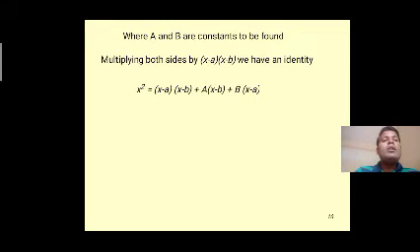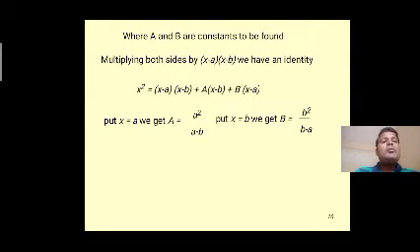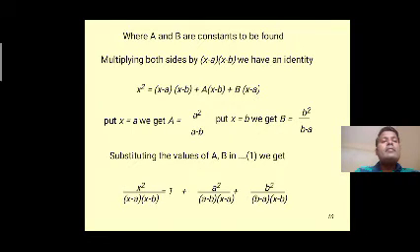x square is equal x minus a into x minus b plus a into x minus b plus b into x minus a. Put x equal a, we get a equal a square by a minus b. Put x equal b, we get b equal b square by b minus a. Substituting the values a, b in 1, we get x square by x minus a into x minus b is equal 1 plus a square by a minus b into x minus a plus b square by b minus a into x minus b.